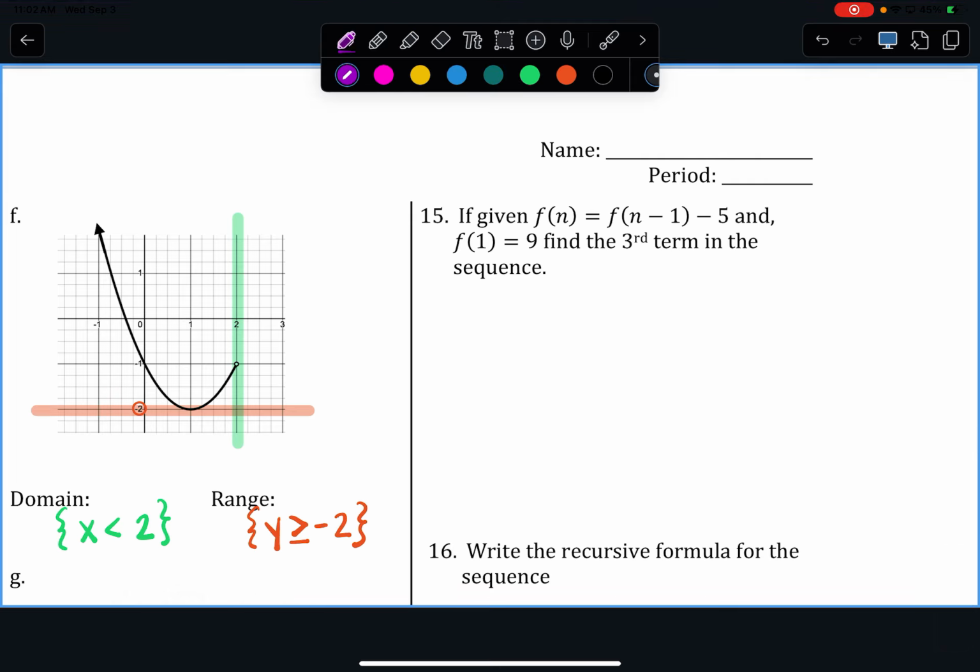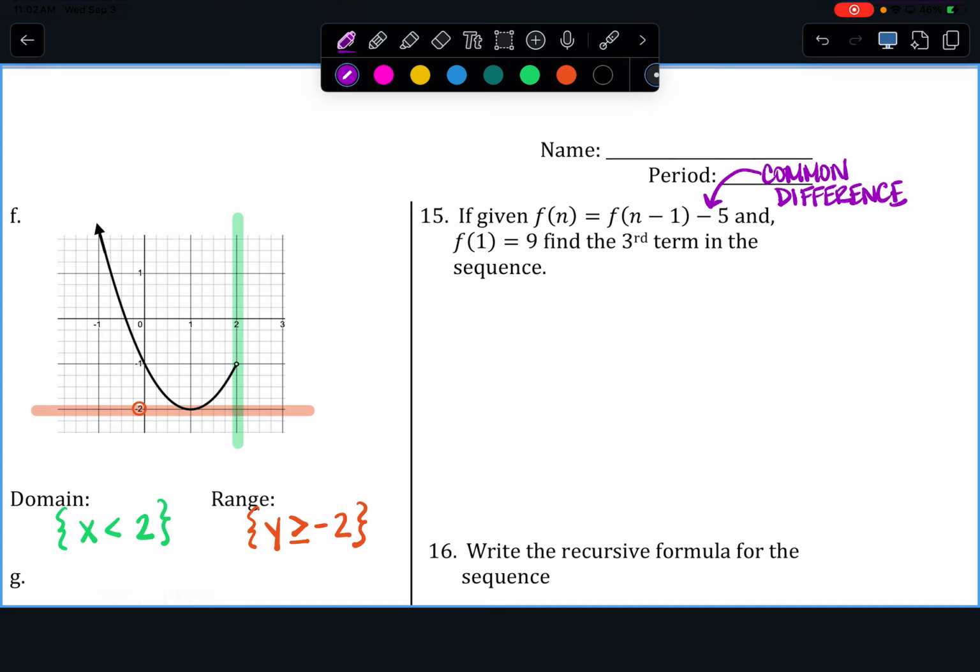Now the rules are the same. This is just function notation. So instead of writing a sub n, they're writing f of n, because this is the same thing as f of x that we talked about earlier. So they're just writing it in function notation instead of a sub n form. F of n minus 1, that's the same thing as a sub n minus 1. It's absolutely no different, okay? All you really need to care about is that the -5 is the common difference. That's all you really need to know.